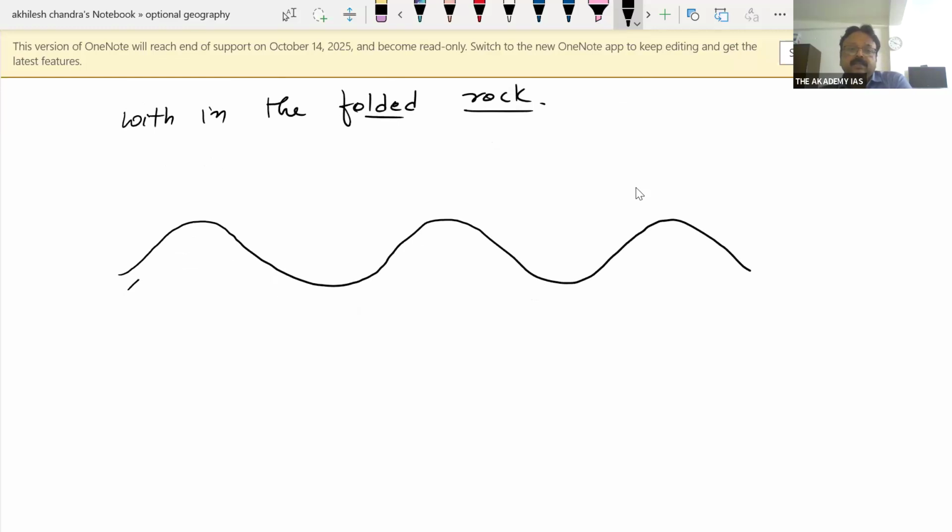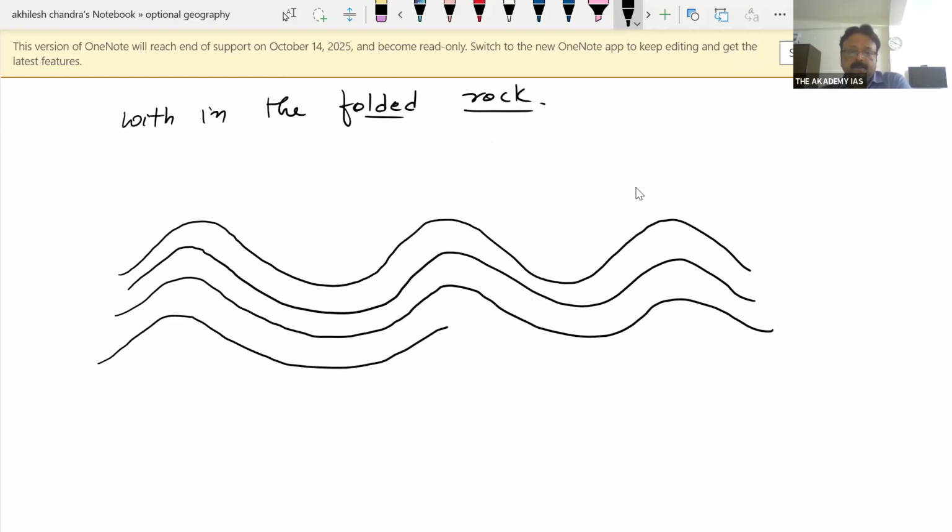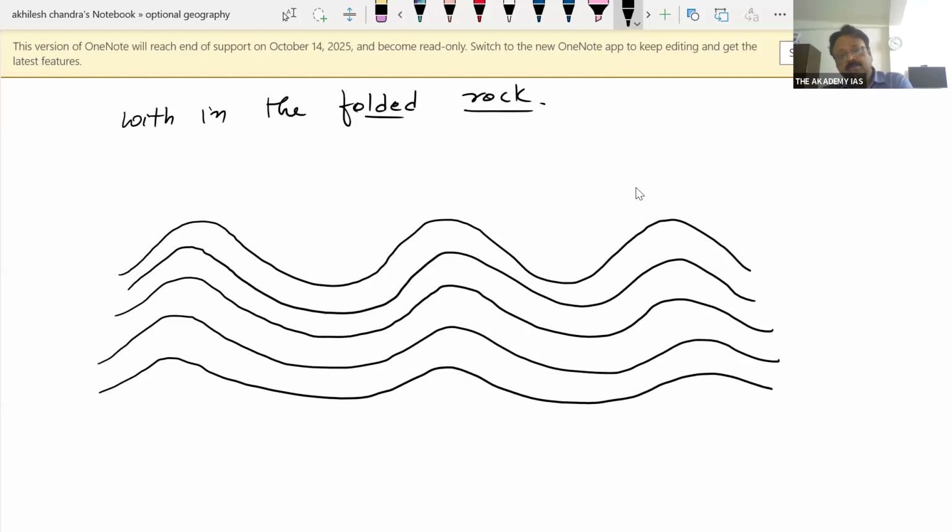Suppose that this is the folding that has taken place. Crustal rock gets folded like this. So these are the crustal rocks that get folded. And this folding is because of the tangential force or any mountain building force.